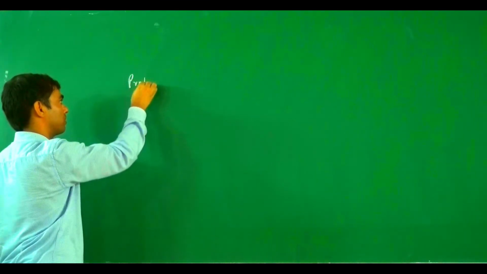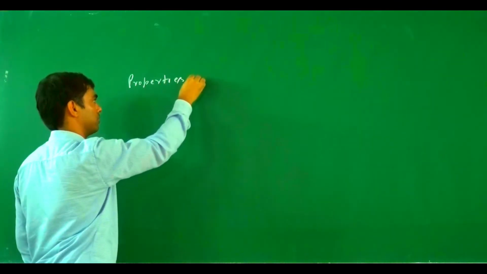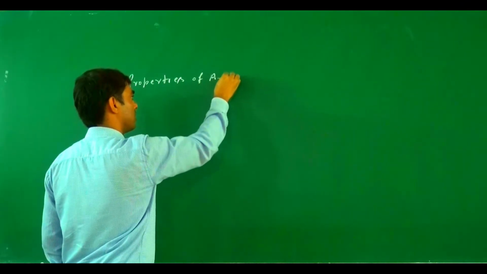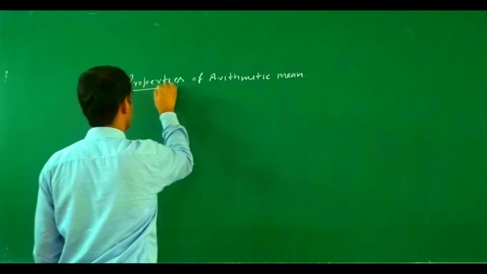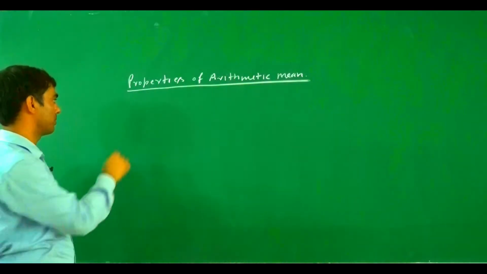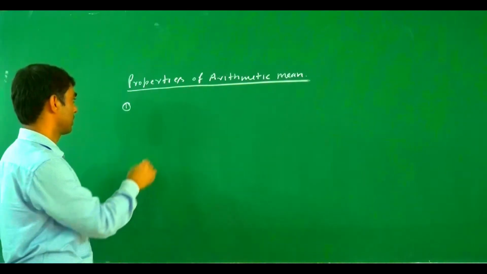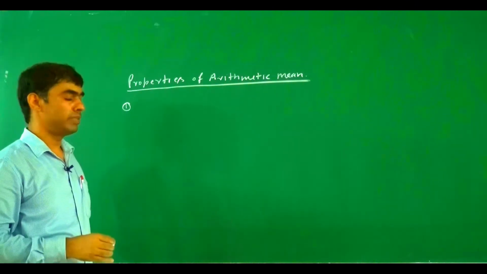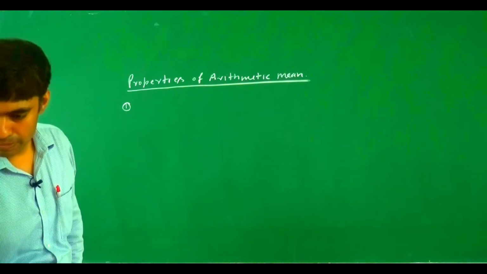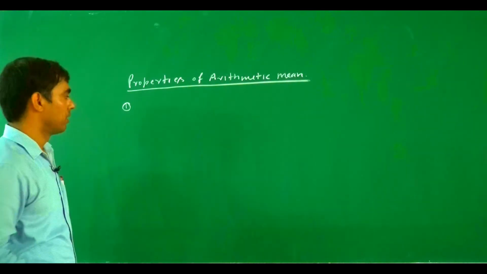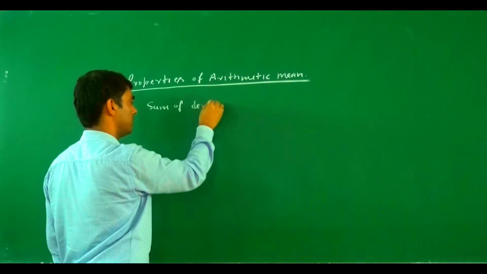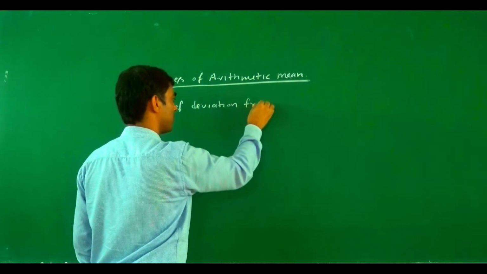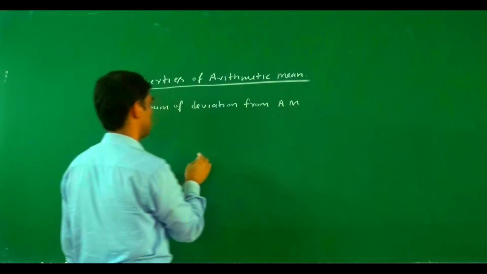So now, properties of arithmetic mean. The first property is that the sum of deviations from the arithmetic mean is zero.